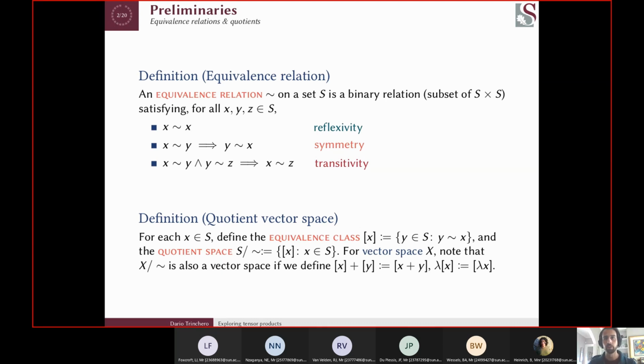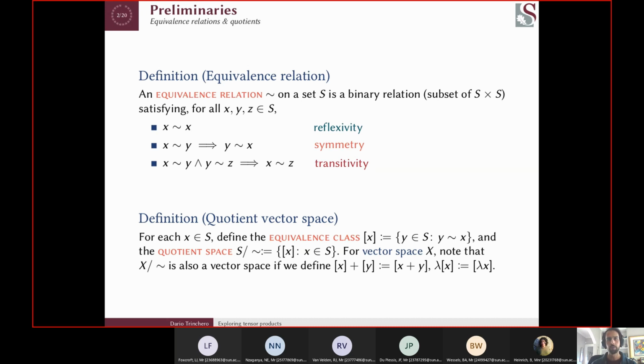But an equivalence relation is just a relation, a collection of pairs, that satisfies three main properties: reflexivity, which is that everything is related to itself; symmetry, that if x is related to y, y is related to x; and transitivity, which tells us that if x is related to y and y to z, then x is related to z. Now, equivalence relations are designed to sort of mimic a notion of equality, to tell us that some things are equivalent up to some identification.